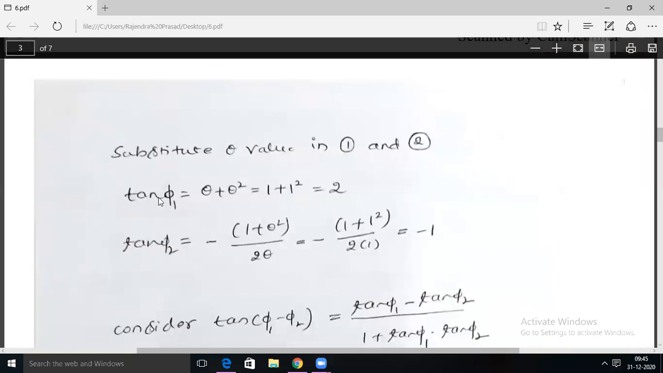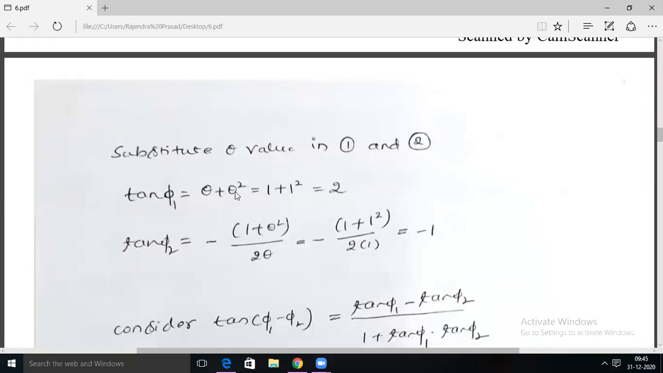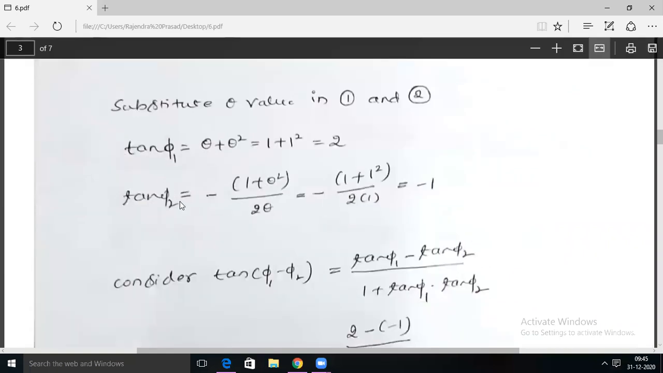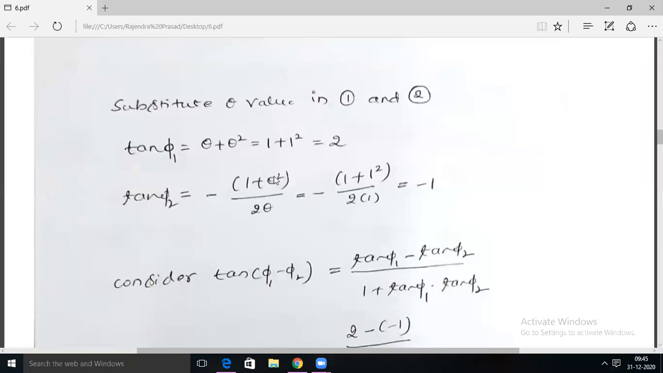So we get tan psi 1 equals theta upon 1 plus theta square, that is 1 over 1 plus 1 square, which is equal to 2. Tan psi 2 is minus 1 plus theta square upon 2 theta: 1 square divided by 2 into theta value 1, that is 2 into 1, 2. After simplification, we get minus 1. Tan psi 1 is equal to 2, and tan psi 2 is equal to minus 1. We have to find the angle of intersection.